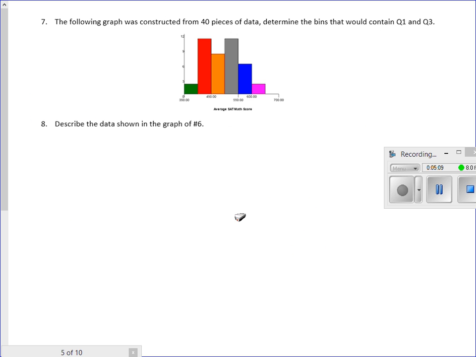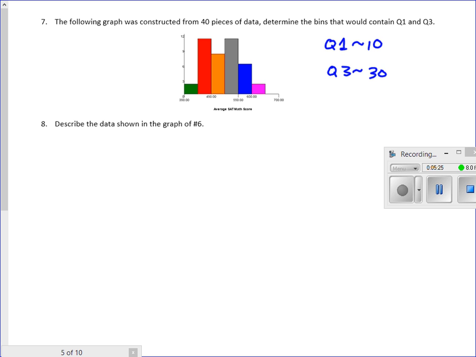Number 7. The following graph is constructed. Here's these 40 pieces of data. First period, I'm sorry, I used a different graph. I went back and put this one in. Find Q1 and Q3. Well, since there's 40 pieces of data, Q1 is going to be somewhere around the 10th. Q3 is going to be somewhere around the 30th.